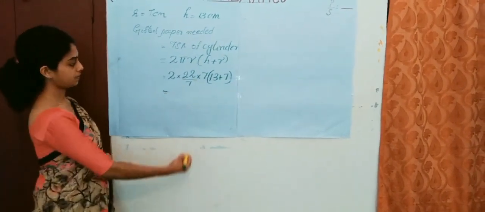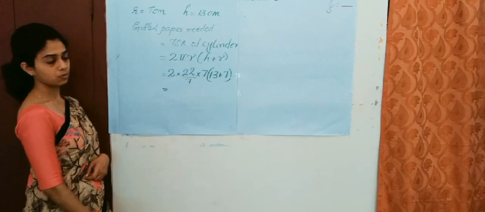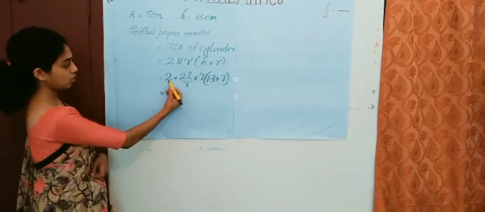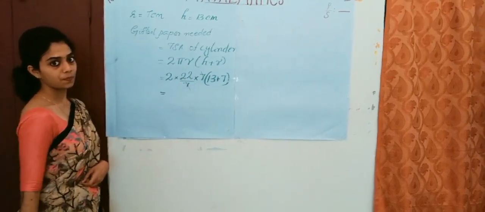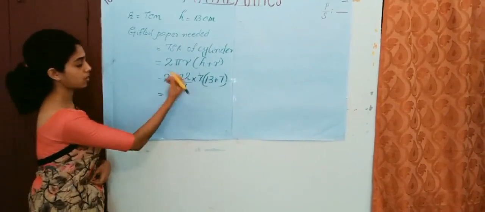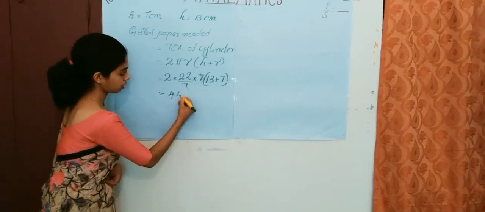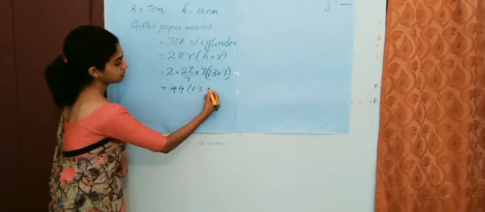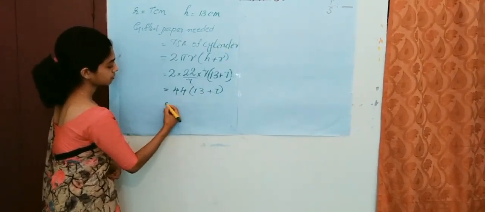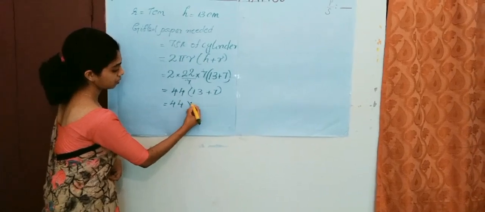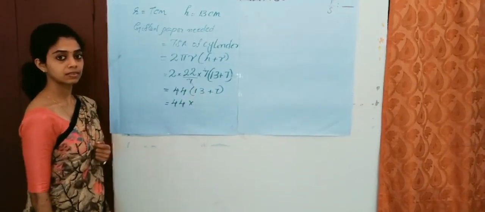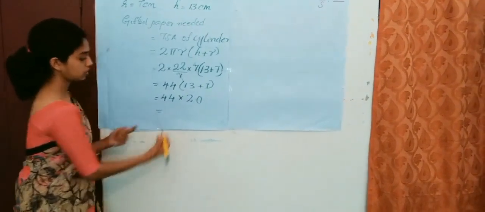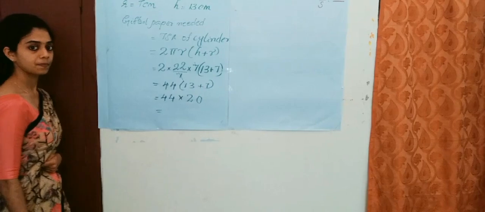Now let us solve it. In the first step, we can cancel this 7 and 7. Now what is 2 into 22? It is 44. 44 into, we write 13 plus 7. Now what is 13 plus 7? Correct, it is 20. Now what is 44 into 20?